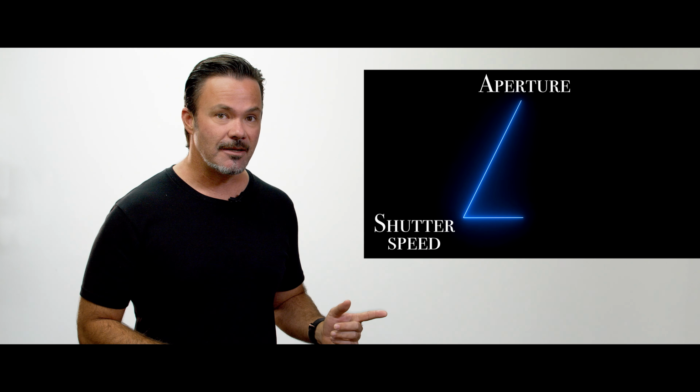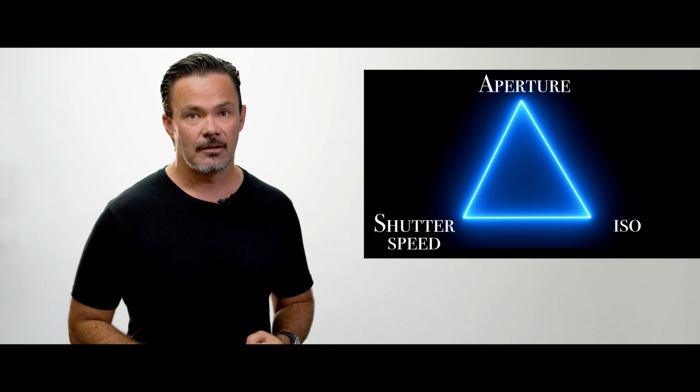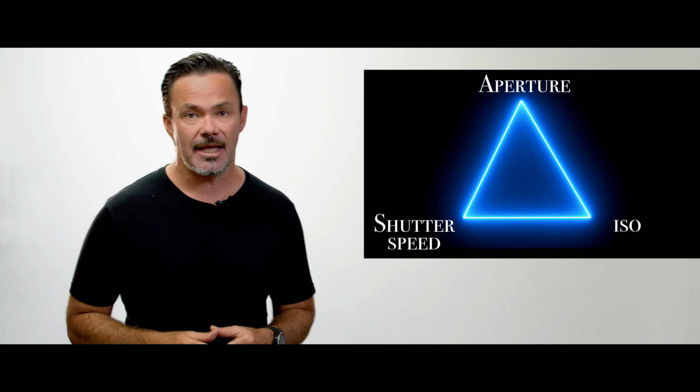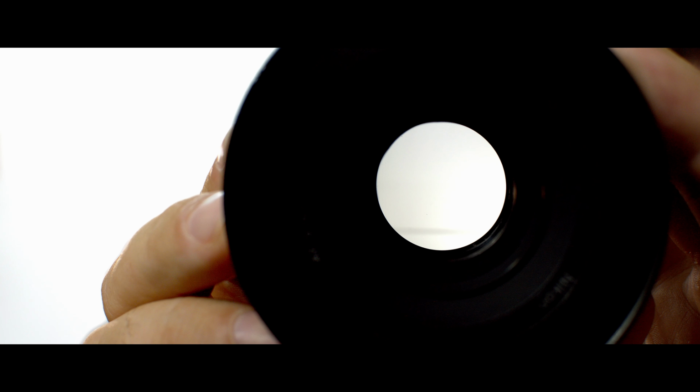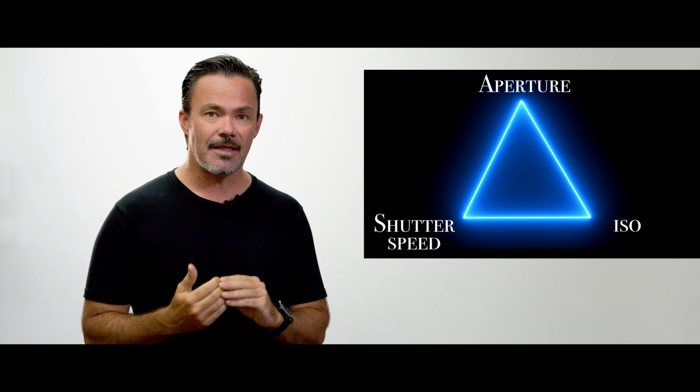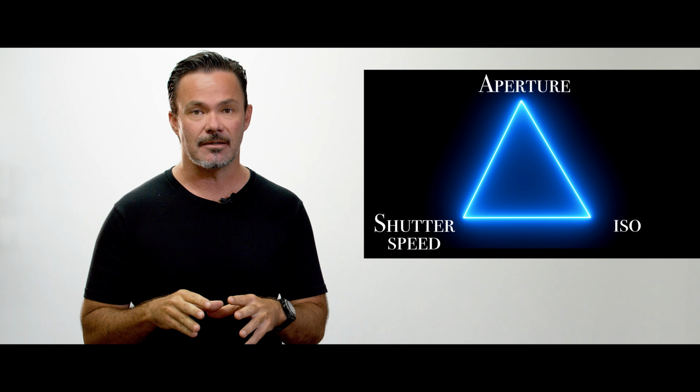All right, so the basic fundamentals of the exposure triangle are aperture, shutter speed, and ISO. Let's start by talking about aperture. Aperture is essentially the iris of the lens. It's the opening in the back of the lens that, as you open it wider or shut it down smaller, will control the amount of light that travels through the lens to the sensor.